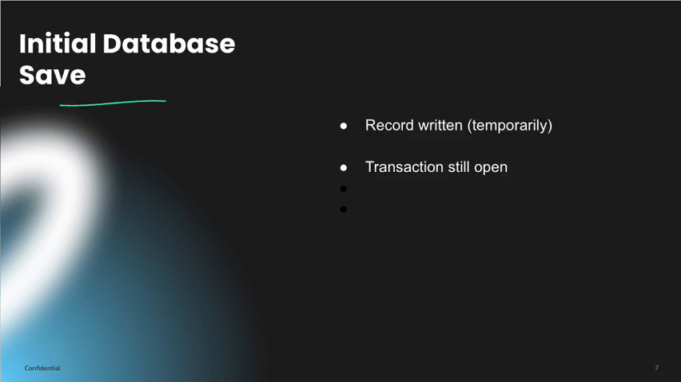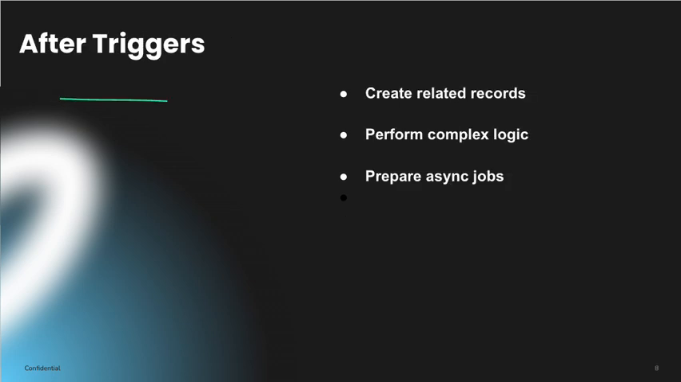After that, Salesforce performs the first database write. Salesforce performs an initial save, but this is not final. The transaction is still active and can be rolled back if something fails later. Next, after triggers take over for deeper logic. After triggers execute next. This is where most automation lives: creating tasks, updating related records, or queuing async processing.